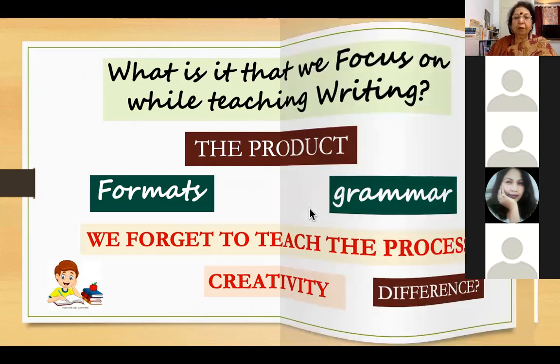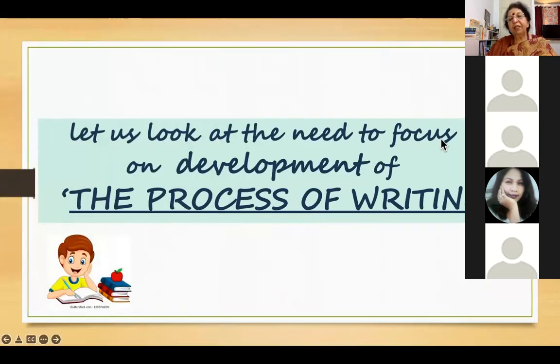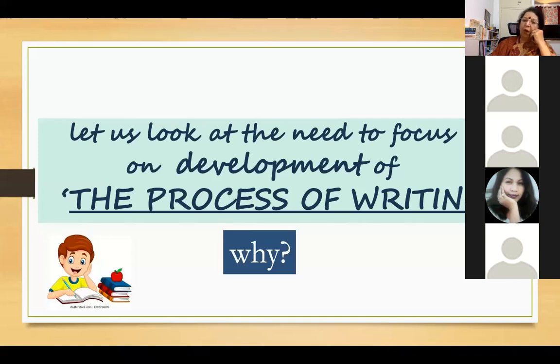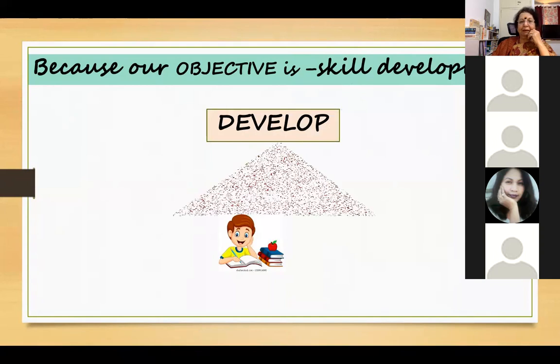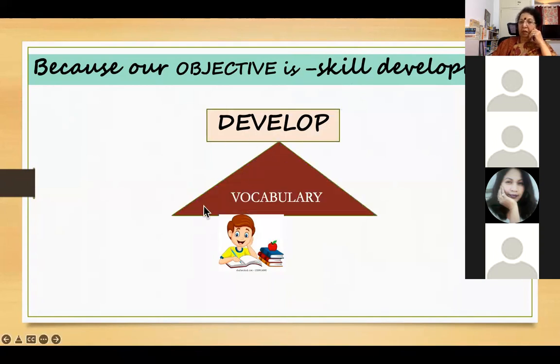Okay, so let us look at the need to focus on development of the process of writing. How do we develop this process of writing? And why do we need to focus on it? Because our objective is skill development. We need to develop the skill. We need to develop their vocabulary. And then you will tell me, but ma'am, I'm talking of just the basics only. No, of course, but then developing vocabulary can be very, very creative.